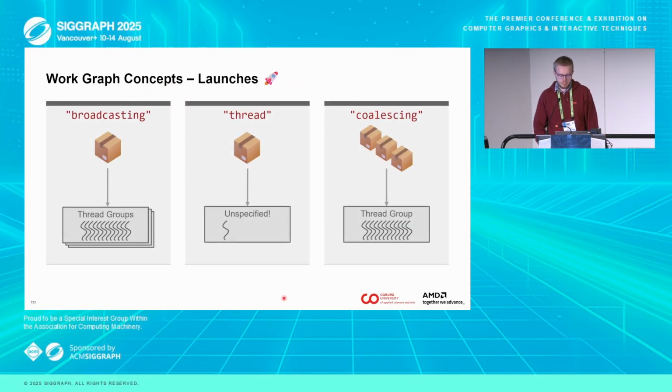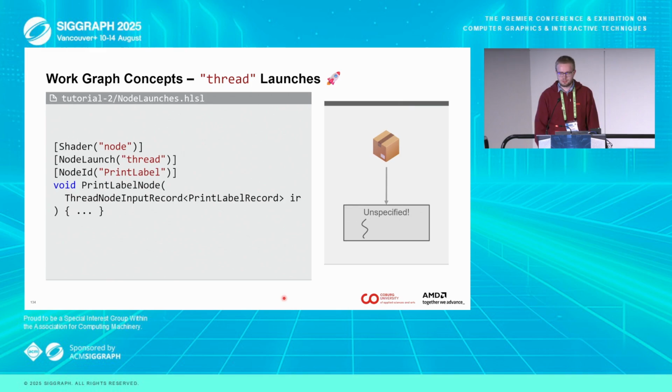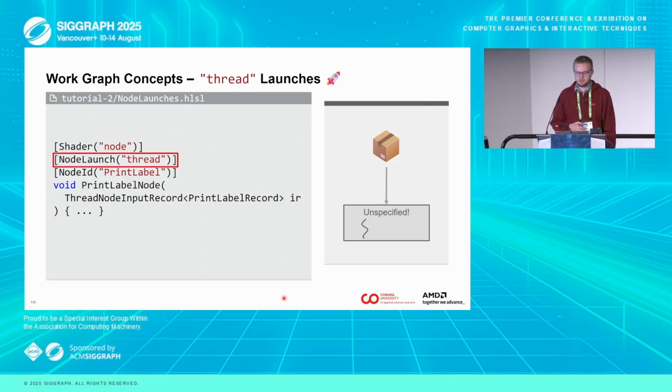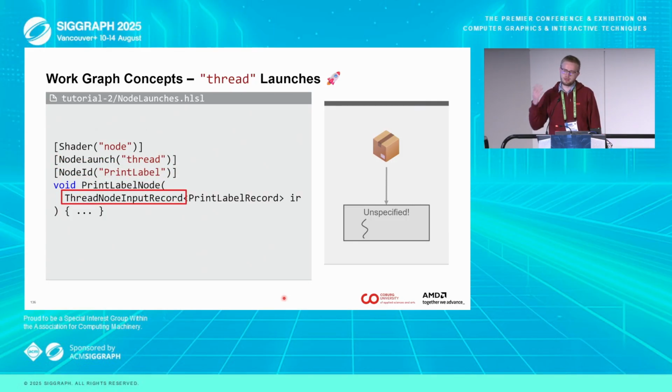All right, so let's continue with the next launch mode. In my opinion, it is the easiest to understand for people who have never done a compute shader, but maybe a vertex shader, because it's very similar in how it works. So here is how you declare it. You write a thread instead of broadcasting, and we have again a connecting input type, the thread node input record. And for the thread launch mode, you get one thread. The stuff that happens with the groups, you don't need anymore or you don't see anymore. So here, one thread receives one record.